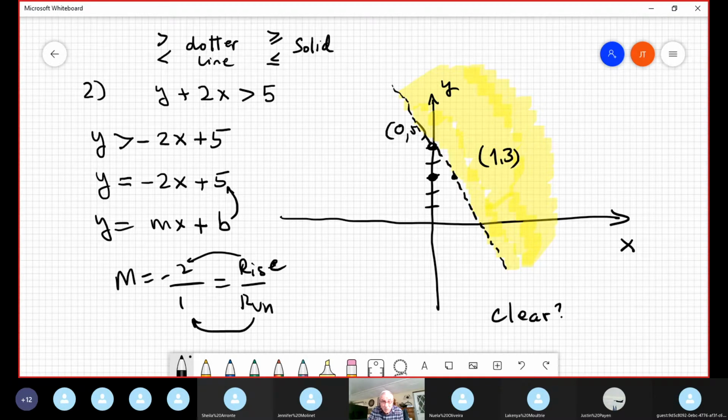I open Desmos. When you open Desmos, let me switch into Desmos. Okay. This is my Desmos.